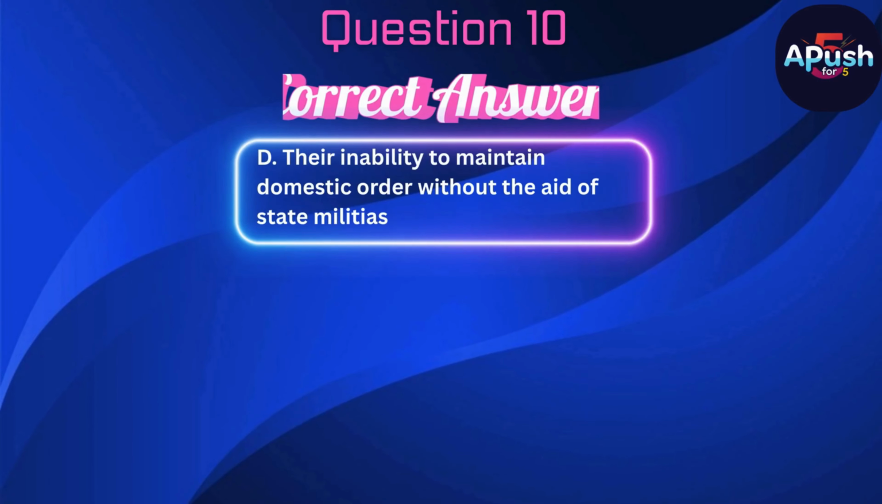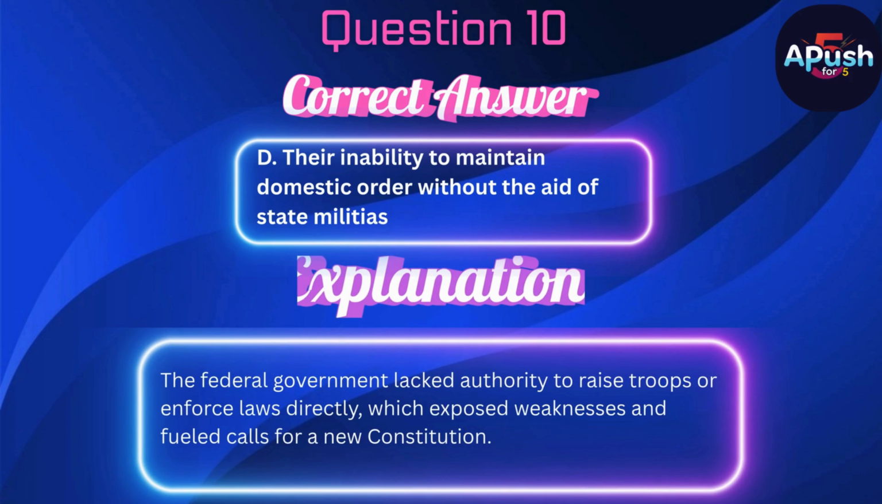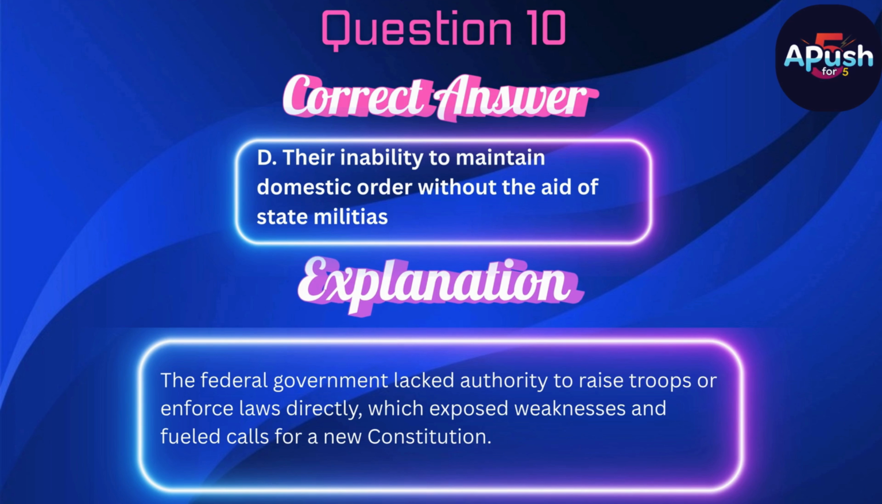Answer: D. Their inability to maintain domestic order without the aid of state militias. The federal government lacked authority to raise troops or enforce laws directly, which exposed weaknesses and fueled calls for a new constitution.